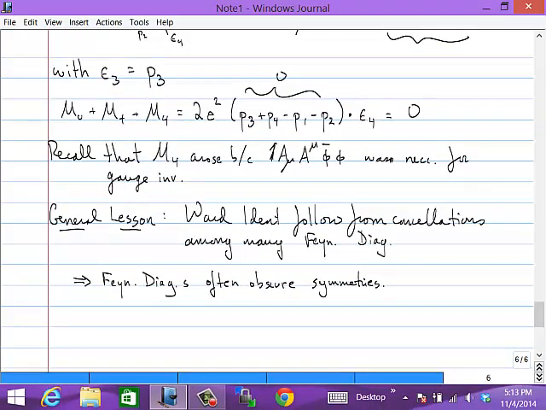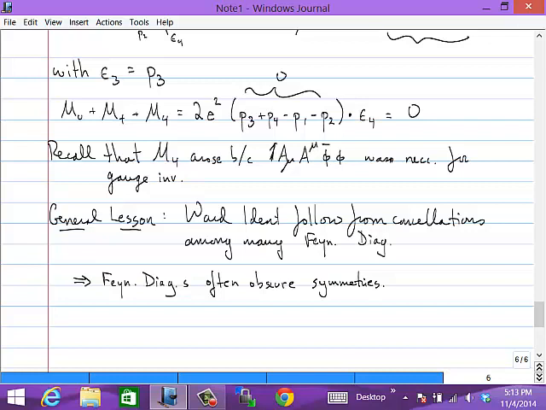So in general, if you have some sort of physical system with a symmetry, then you want to exploit that symmetry to the maximum extent possible. And we see now that there's an extent to which the Feynman diagrams don't do that.